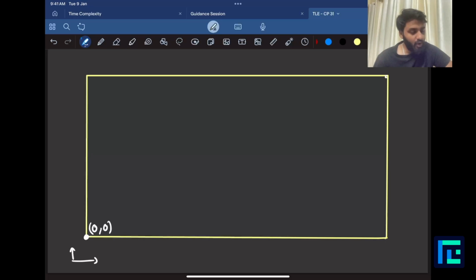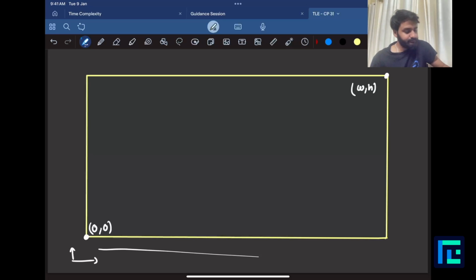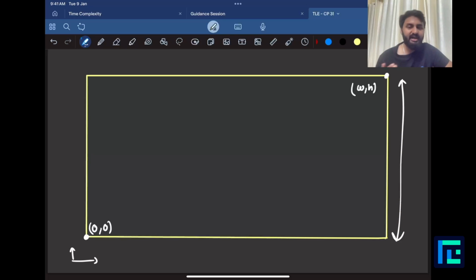And then this top right corner is actually (W, H), where W is the width of this rectangle in the horizontal direction, and vertically H is the height of the rectangle. So if this was the X axis and this was the Y axis, then W would have been the total distance from 0 on the X axis, and H would have been the length in the Y direction, considering the height of this rectangle. Alright, so first of all, this plane should be very, very clear.